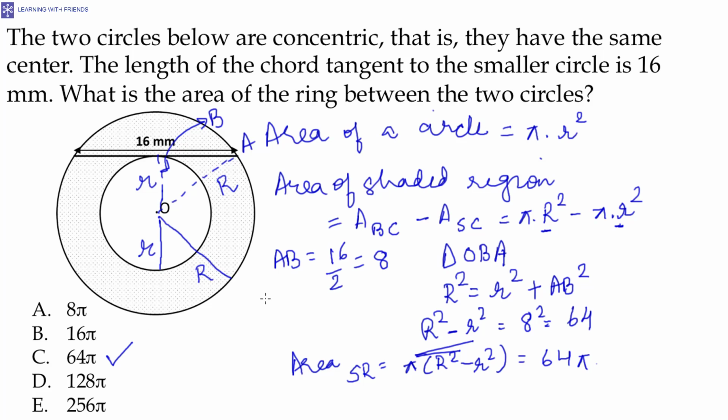So the interesting thing here is, you just have to not worry about finding the individual values, because what you need can be found just by knowing the length of the tangent to the smaller circle, which is the chord for the outer circle. So the right answer is C.